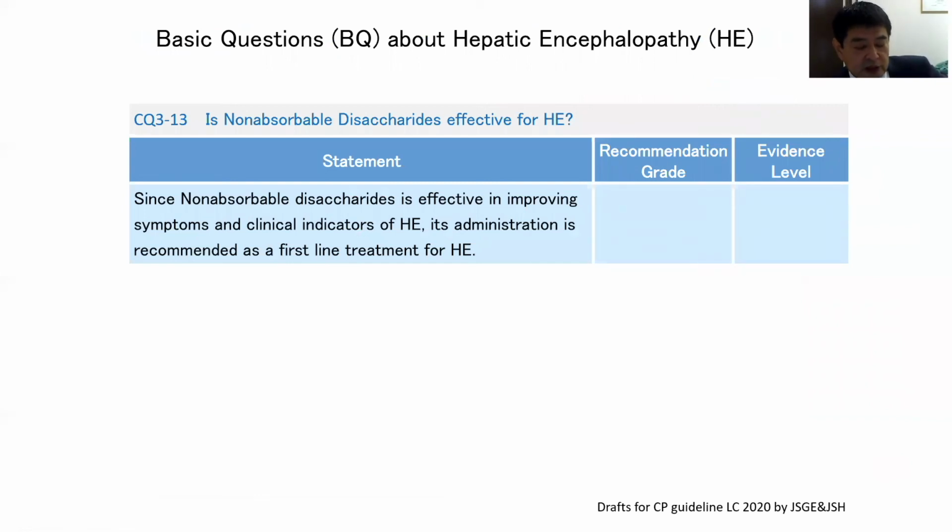Some of the basic questions that have already obtained clinical consensus have been moved to the basic clinical questions. For hepatic encephalopathy, one question is moved to basic questions: is non-absorbable disaccharide effective for HE? The statement is, since non-absorbable disaccharide is effective in improving symptoms and clinical indicators of HE, its administration is recommended as a first-line treatment for HE. Since this is an already established idea and practice, we don't put a recommendation grade or evidence level because this is obvious.